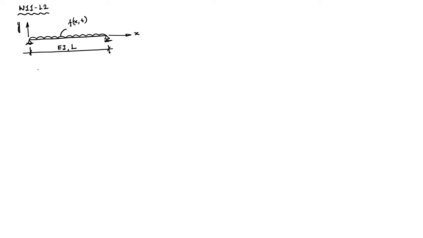Now, for this problem, the free vibration equation that we have derived is EI, fourth derivative of y with respect to x, plus m bar, that is mass per unit length. This will give us the inertial effect. So, second derivative of y with respect to t, is equal to 0. And in this problem, it is a PDE.